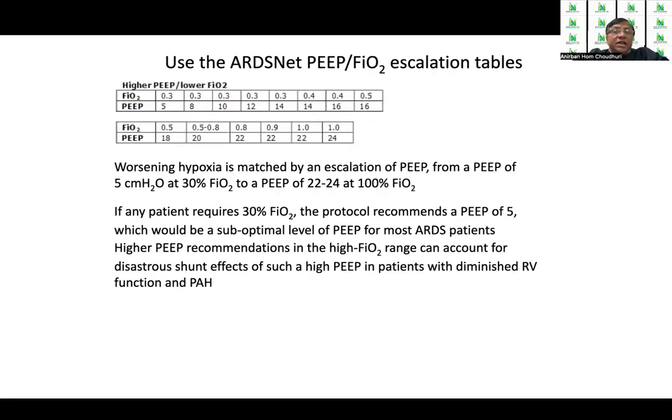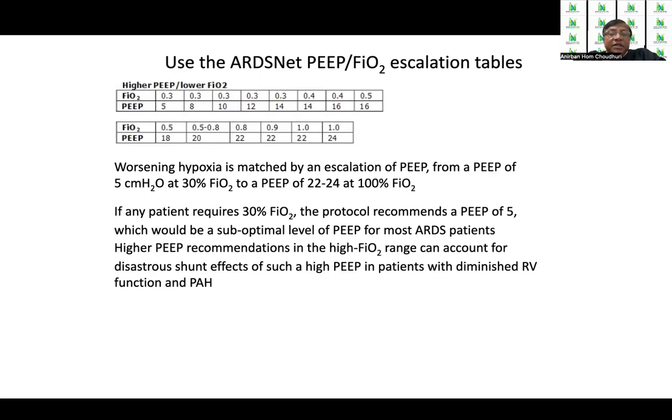Or in case of ARDS, we can use the ARDSnet protocol, where the PEEP-FiO2 titration can be done according to the escalation tables, from lower PEEP to higher PEEP. You can see the ratio. Worsening hypoxia is matched by an escalation of PEEP from a PEEP of 5 at 30% FiO2 to a PEEP of 20 to 24 at 100% FiO2. If any patient requires 30% FiO2, the protocol recommends a PEEP of 5, which would be a suboptimal level of PEEP for most ARDS patients.